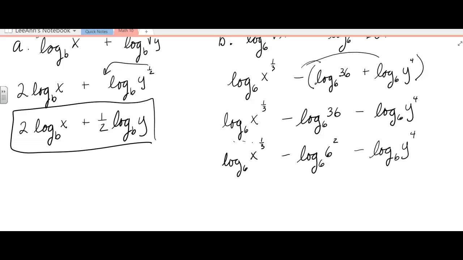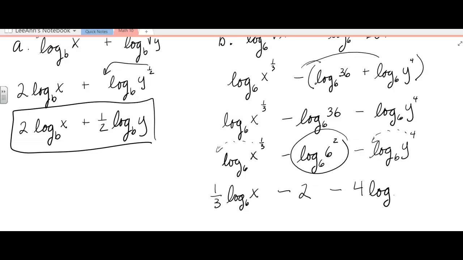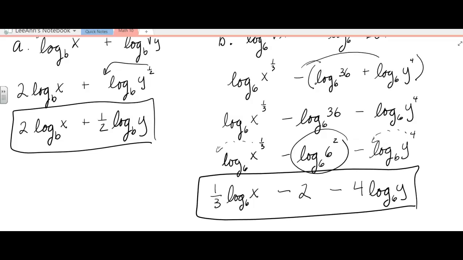And a lot of times I do just draw the little dotted line to say, hey, that's coming down in front. So 1/3 log base 6 of x minus, okay, now that's the property we've been working on, property 3, that just equals 2. Minus, and then I'm going to bring down the 4 log base 6 of y. And that's expanding it, it's making it bigger. That's how you do it. And we've simplified already, so, all right.